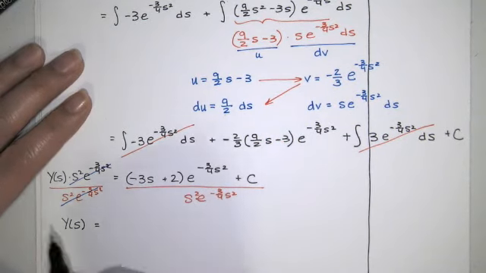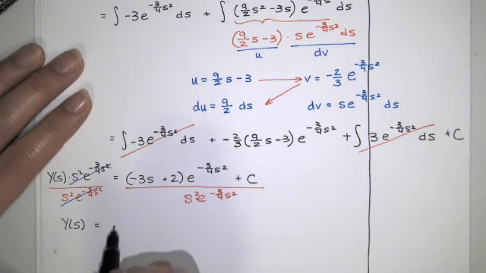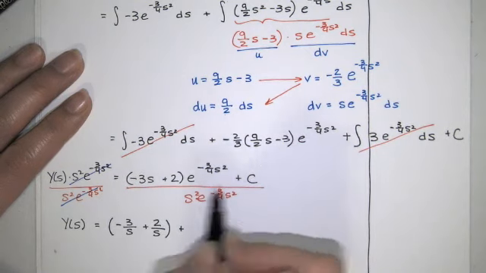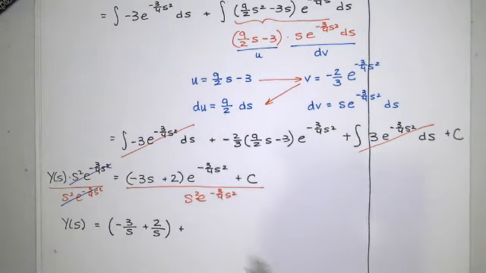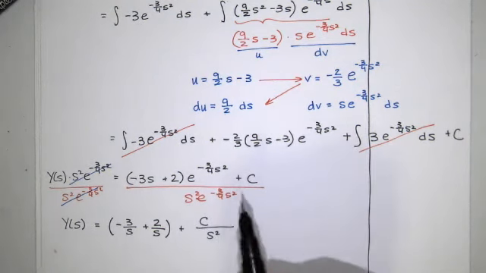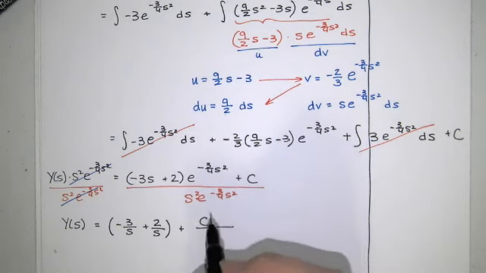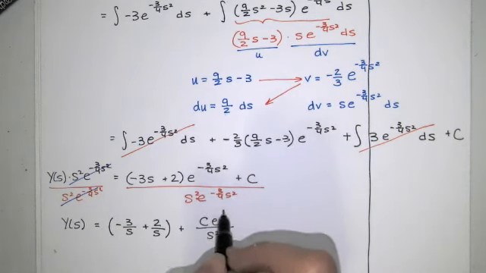The exponentials will reduce. And so we'll have negative 3s over s squared, which is negative 3 over s, plus 2 over s squared, plus c divided by this. So I'll have an s squared in the denominator, and I'm dividing by an e to the negative 3/4 s squared. So I can bring that up to the numerator. That's going to be e to the positive 3/4 s squared.